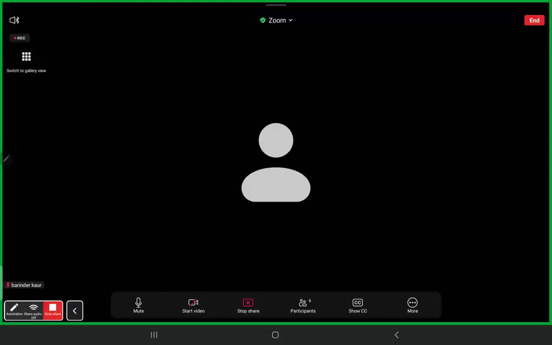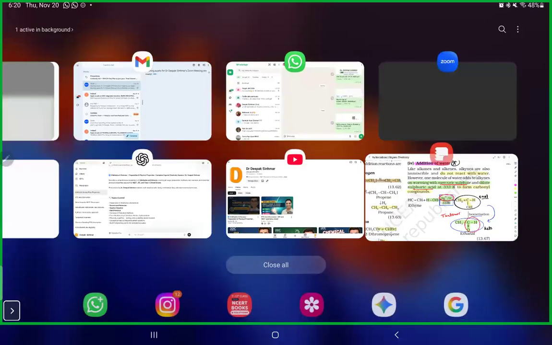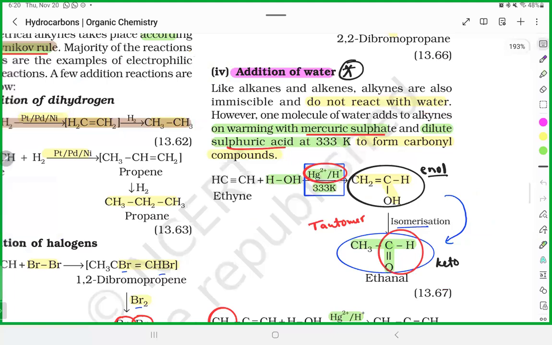आवाज आ रही है मेरी? Am I audible? Yes, yes, sir. Hello. Screen is visible. Yes, sir.